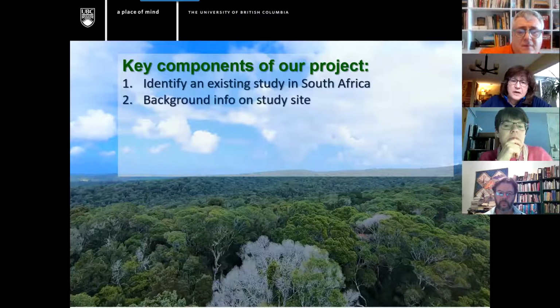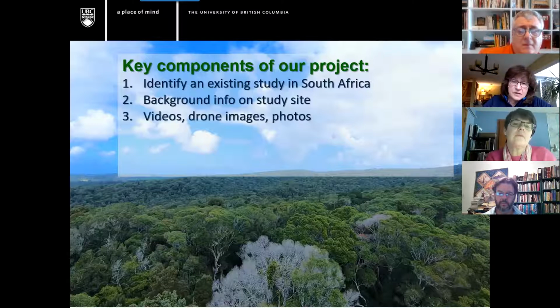I'll go over each of these components a little bit more in detail, but let me list them first. Then we had to gather what we thought was relevant background information on the site, and that includes not just soil, but other geographical features, and also a little bit about forestry in South Africa and how that differs from forestry in BC. Then we had to gather videos and all kinds of photographs and drone images of the location in South Africa.